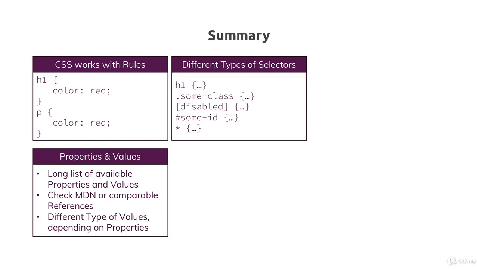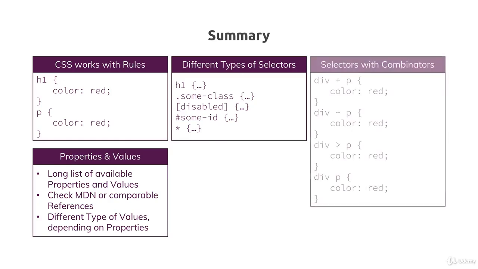You learned that there are many properties and values, that you can find a complete list on the Mozilla Developer Network, MDN, and there are different types of values, and we will explore way more properties and values throughout the course. We had a look at selectors and combinators, so that you can combine multiple selectors to be more precise about which element you want to select. You learned about these four.